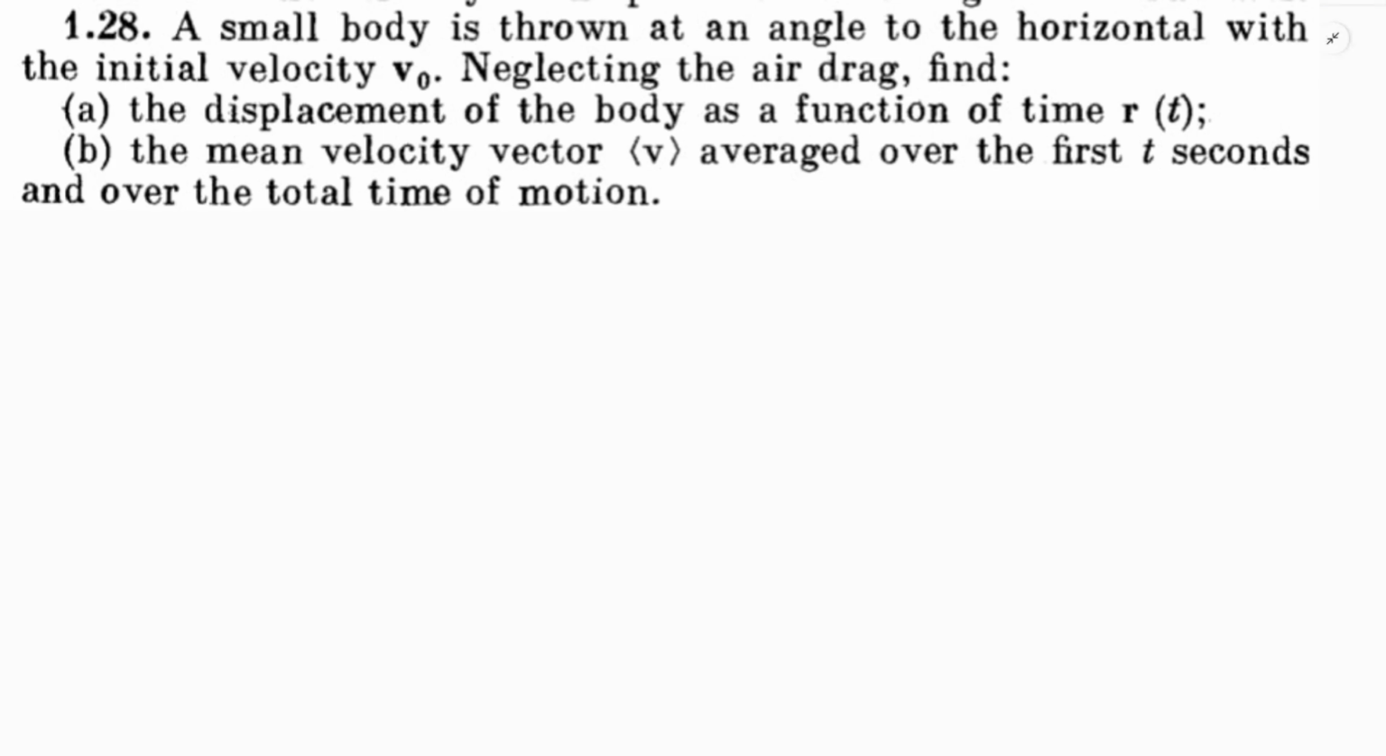So we are dealing with the fourth problem in this series, and it is problem number 1.28. The problem states: a small body is thrown at an angle to the horizontal with the initial velocity v0. Neglecting the air drag, find the displacement of the body as a function of time, and the mean velocity vector averaged over the first t seconds and over the total time of motion.